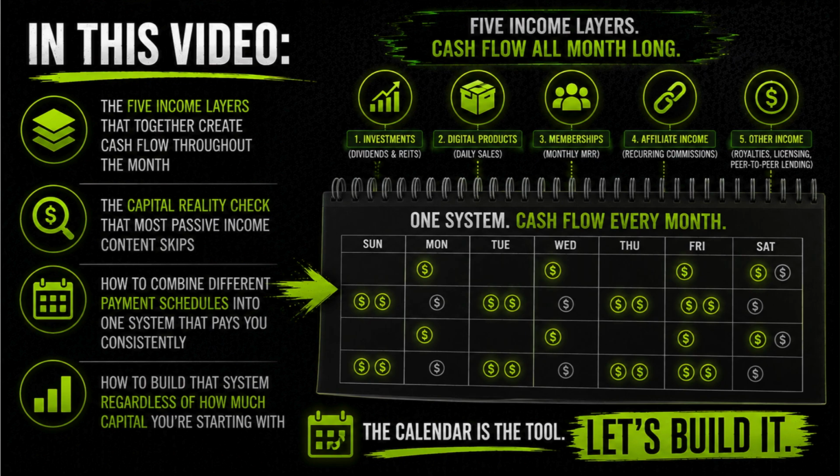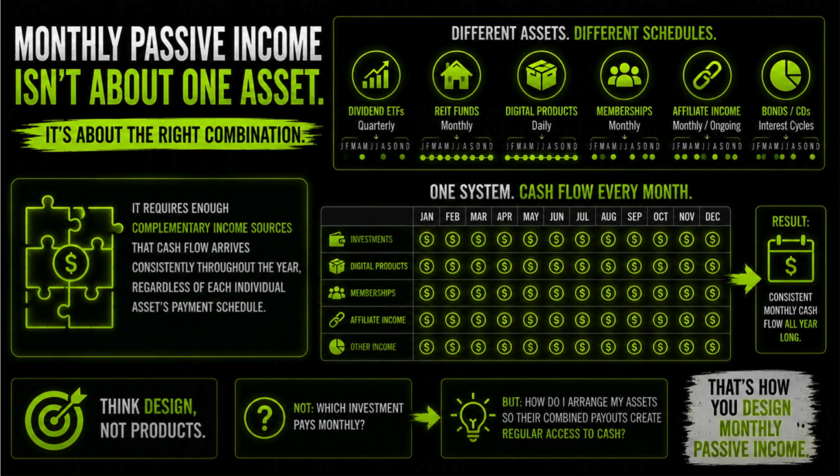In this video, we're going to look at the 5 income layers that together create cash flow throughout the month, the capital reality check that most passive income content skips, how to combine different payment schedules into one system that pays you consistently, and how to build that system regardless of how much capital you're starting with. The calendar is the tool. Let's build it.